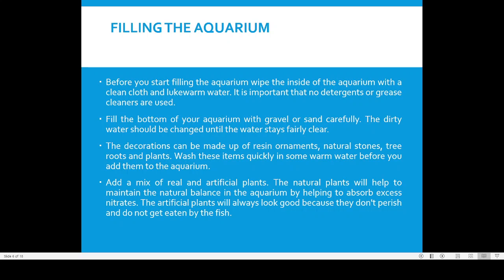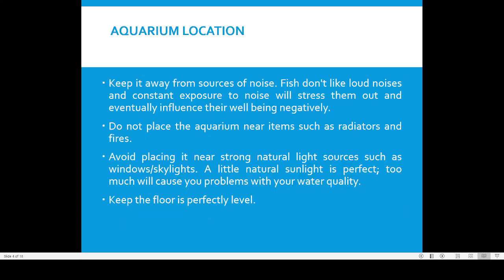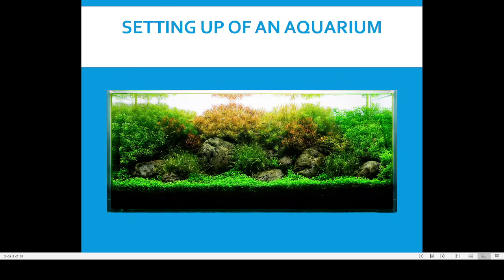So usually people use a mix of artificial and real plants. If you look at these aquariums, you can see that both natural plants as well as artificial plants are there. The purpose of artificial plants is that they improve the beauty, because one drawback of natural plants is that sometimes natural plants will perish and decompose faster.